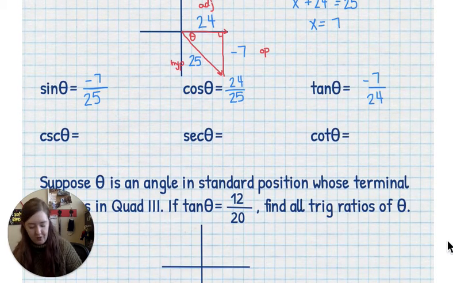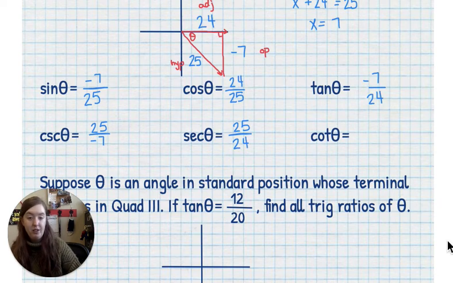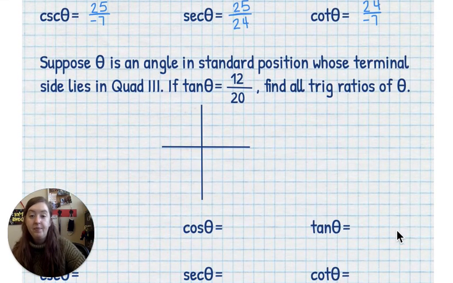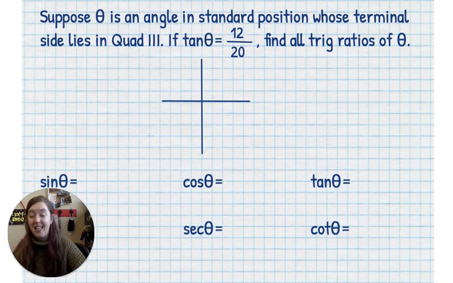Good deal. Now we just flip them all over. Cosecant is the reciprocal of sine, so that's 25 over negative 7, or negative 25 over 7, whatever works for you. Secant is the reciprocal of cosine, so we'll flip over 24/25 and get 25/24. And then we'll switch over that tangent to get cotangent, and we'll get 24 over negative 7. Good deal. Go ahead and try this last one on your own.